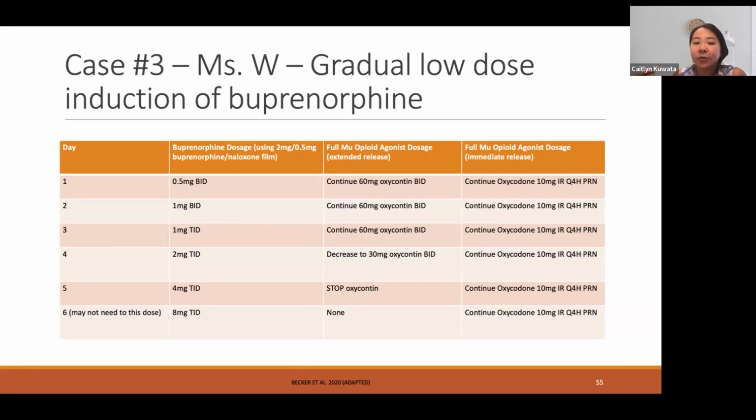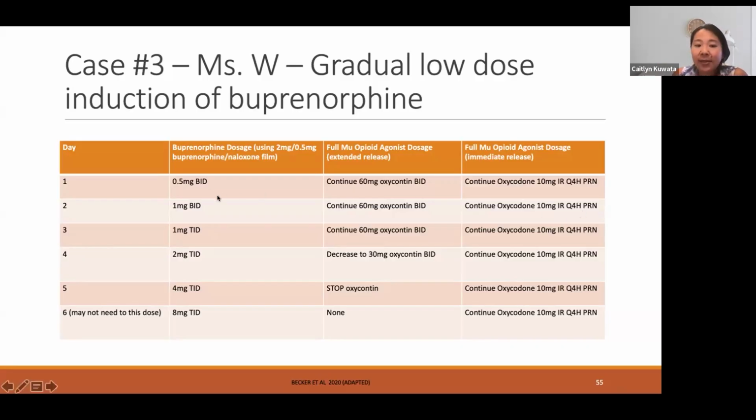But the important factor to realize is someone is already on a high amount of a full opioid agonist, and therefore you have to slowly add on amounts of buprenorphine at low doses and gradually go up until the receptors are nicely switched over, so you avoid that abrupt withdrawal.